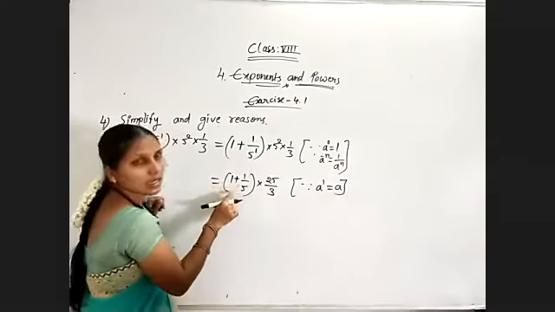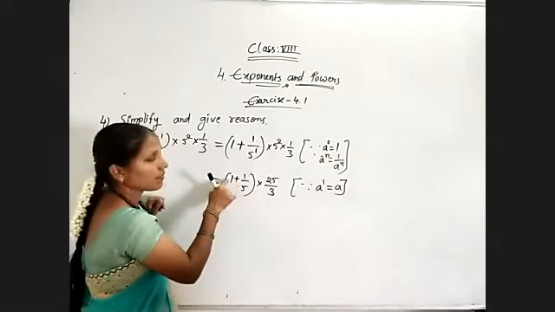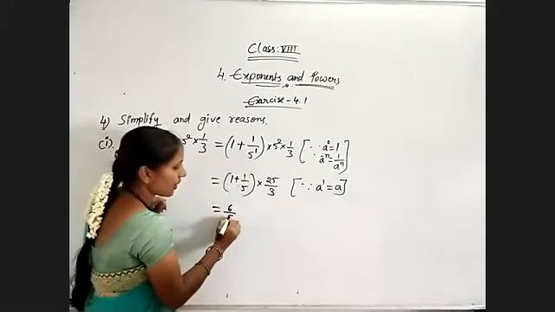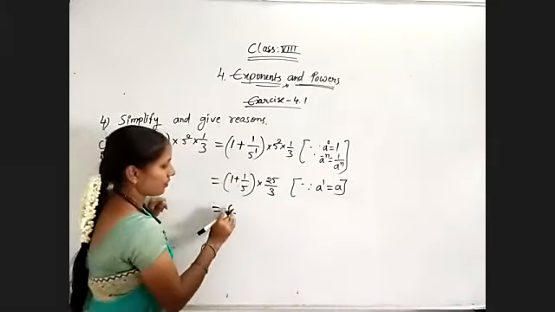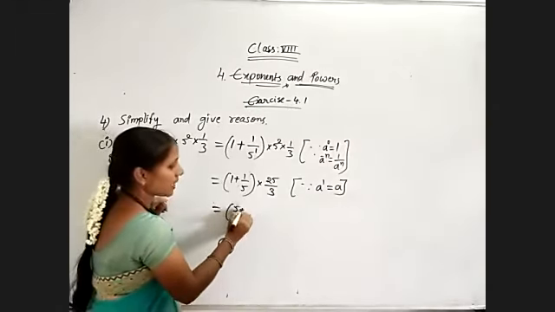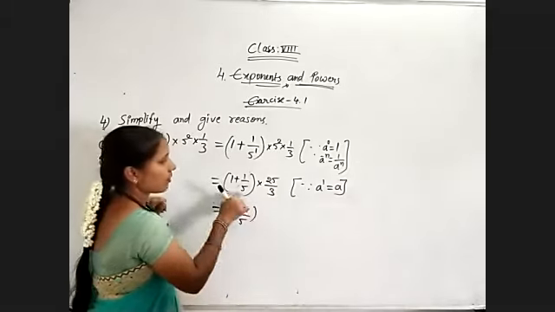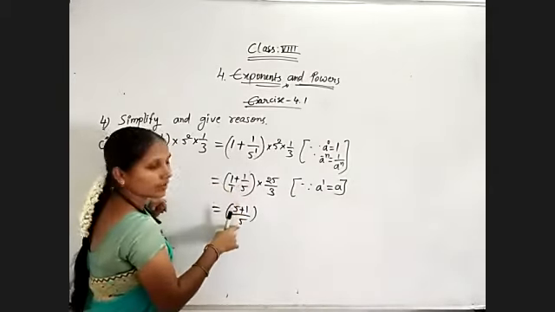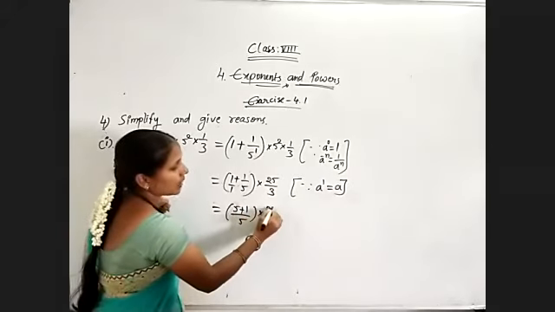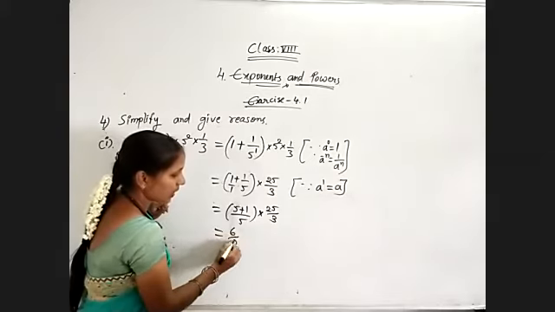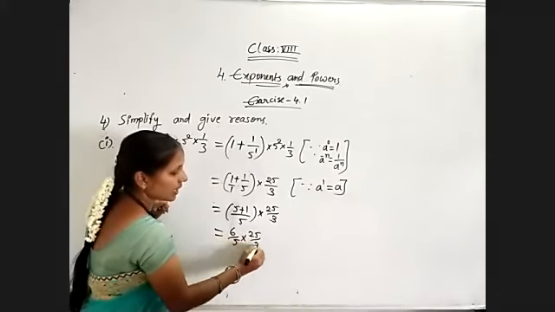Now simplify this. Go through with the cross multiplication. 5 ones are 5, 5 plus 1 is equal to 6, 6 by 5. Don't want to do it directly? In that case, 5 plus 1 by 5: 5 ones are 5, cross multiplication, 1 ones are 1, 1 five are 5, into 25 by 3. Which is equal to 6 by 5 into 25 by 3.